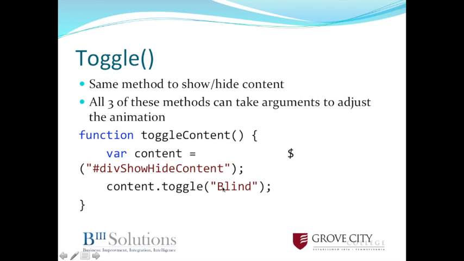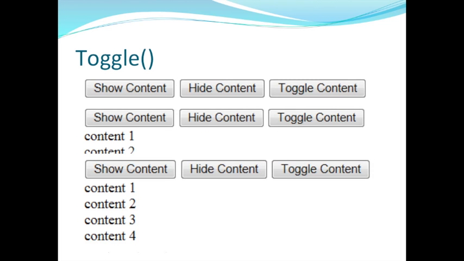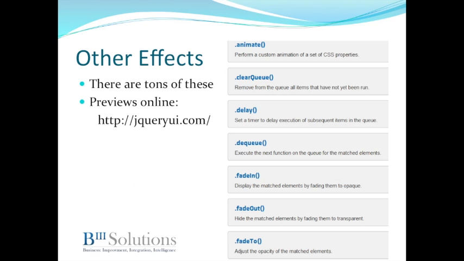an animation name if we want to use one here. You don't have to use an animation if you don't want to. Depending on the animation that you use, it will fade up, it will slide across, it'll move around. There's a whole bunch of other things you can do to these things too, not just showing and hiding or toggling. This is just a quick screenshot of everything that's available from jQuery UI. We have animate, clear queue, delay, dequeue, fade in, fade out, and there's a ton more with it too.